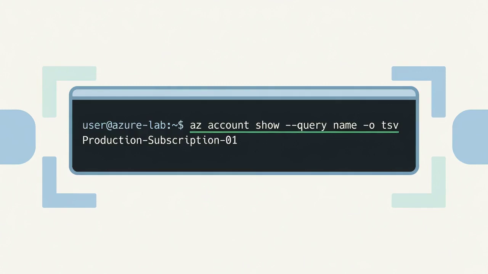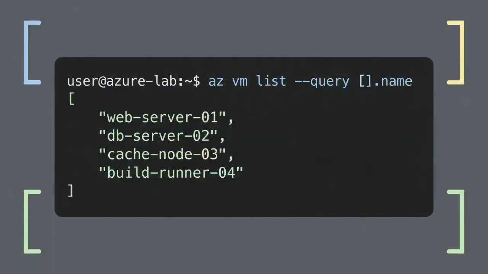The command az account show --query name -o tsv asks for the name property of the currently active subscription, and emits it as a tab-separated value. Perfect for piping into a variable or another command. Pattern 2 is the list projection. The expression [].name walks every element of an array and extracts its name field, producing a JSON array of strings. Running az vm list --query [].name returns a clean list like web-server-01, db-server-02, cache-node-03.